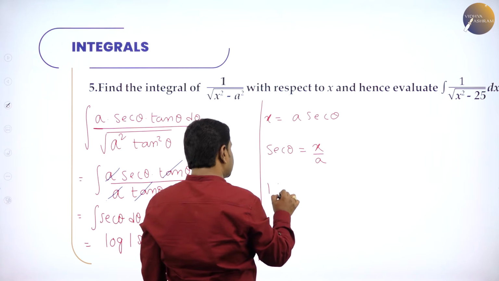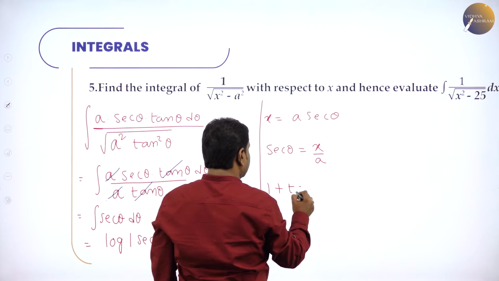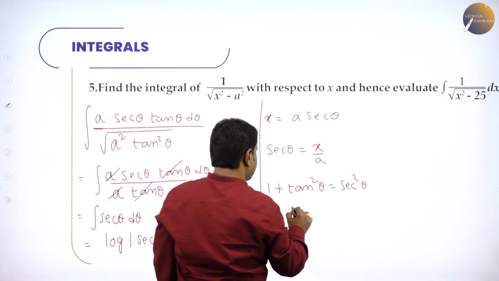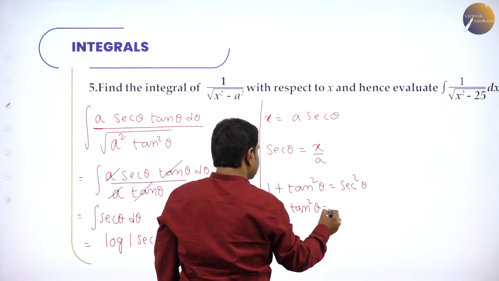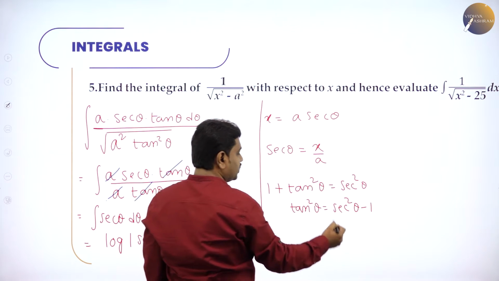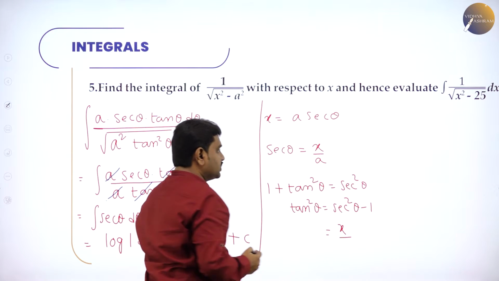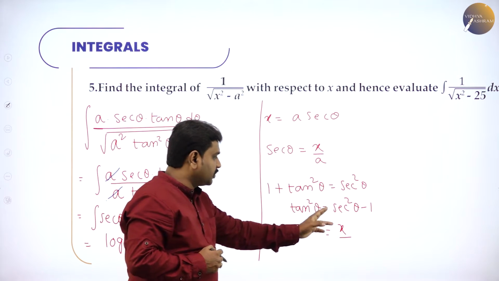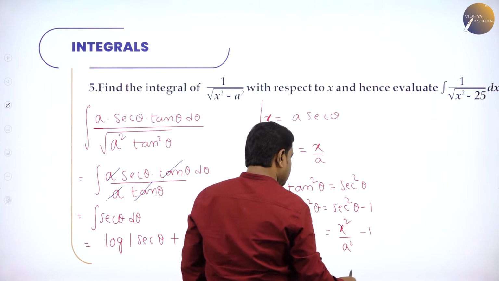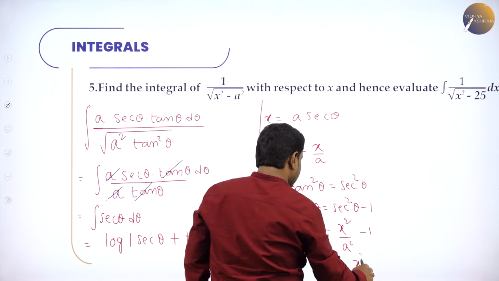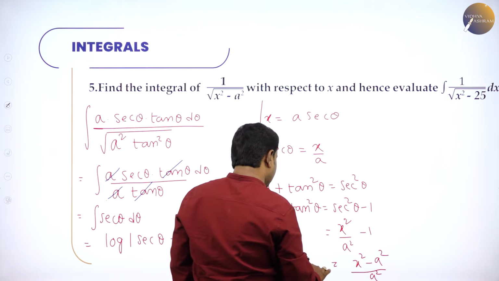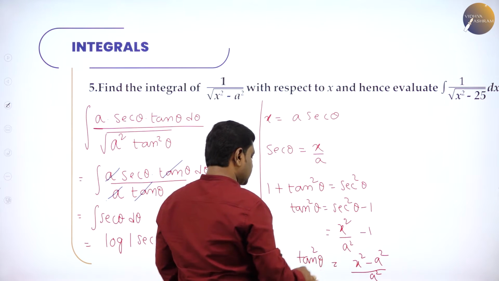You know 1 plus tan square theta is secant square theta, or tan square theta is secant square theta minus 1. Here you know secant theta is x by a. In the place of secant you put x by a, so it will become x by a whole square, x square by a square minus 1. You can take LCM, so it will become x square minus a square whole thing by a square. This is tan square theta, but you need tan theta.